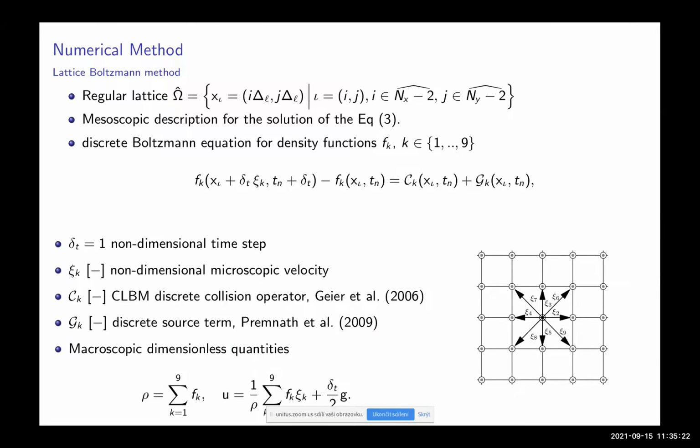For the numerical simulations, we used the Lattice-Boltzmann method, which uses a mesoscopic description of the fluid for the solution of incompressible Newtonian fluid flow, in our case given by equation 3. The unknowns are the discrete density functions f with index k, and the evolution of these density functions is given by the discrete Boltzmann equation, where on the right side we have the discrete collision operator and discrete source term. We performed our simulation in 2D, so we used a scheme with 9 discrete density functions and also 9 discrete macroscopic velocities, as you can see in the picture below. And we used the cascaded Lattice-Boltzmann discrete collision operator and the following discrete source term. Then to reconstruct the macroscopic velocities, we used the following formulas.